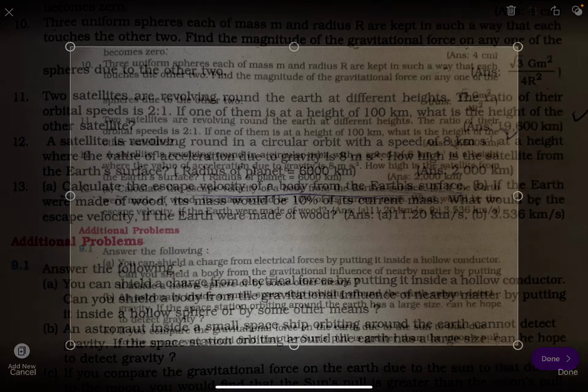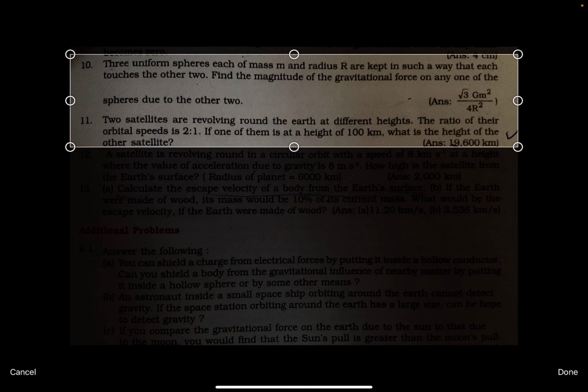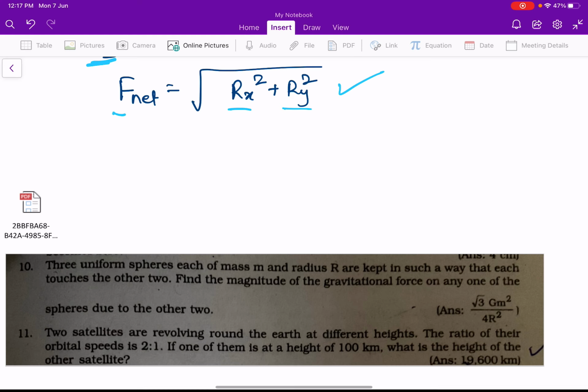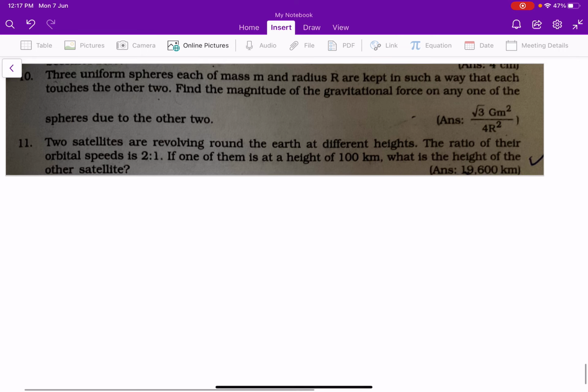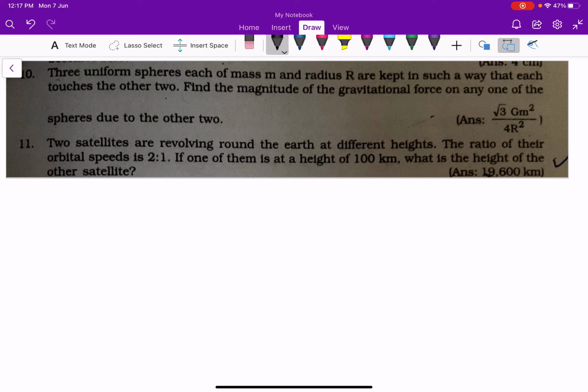Now I am going to discuss problem number 10 and 11. Problem number 10 is talking about three uniform spheres, each of mass m and radius r, kept in such a way that each touches the other two spheres. Find the magnitude of the gravitational force on any one of the spheres due to the other two.